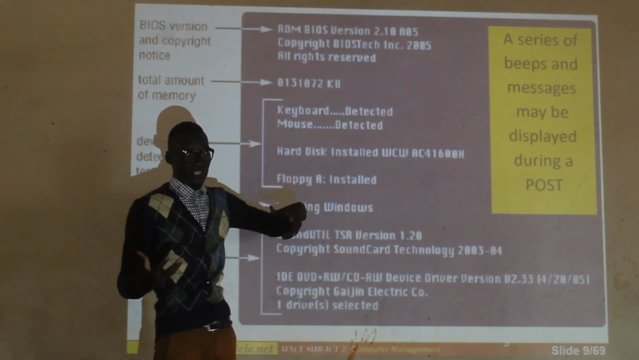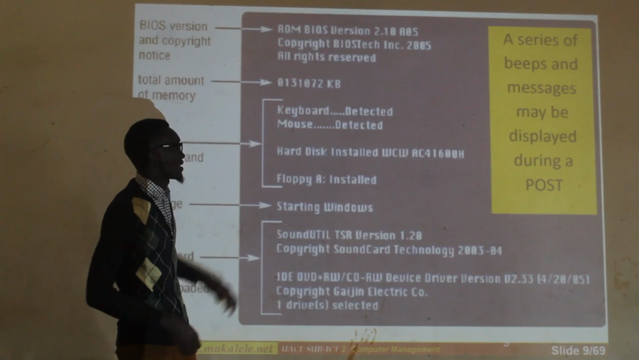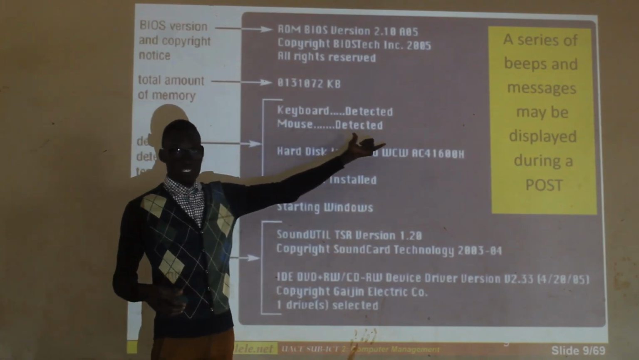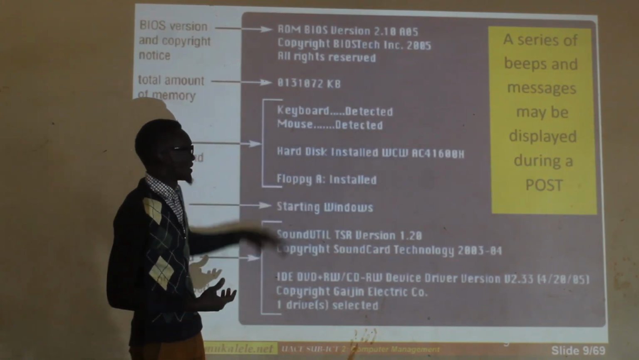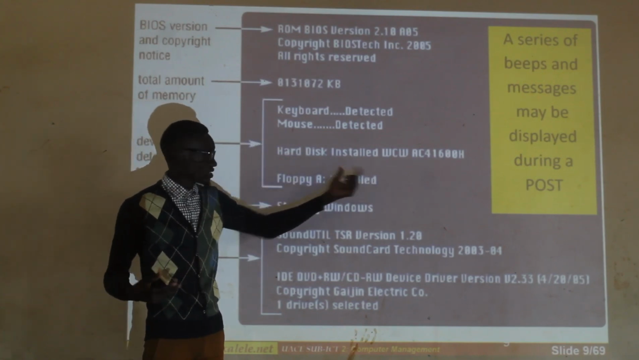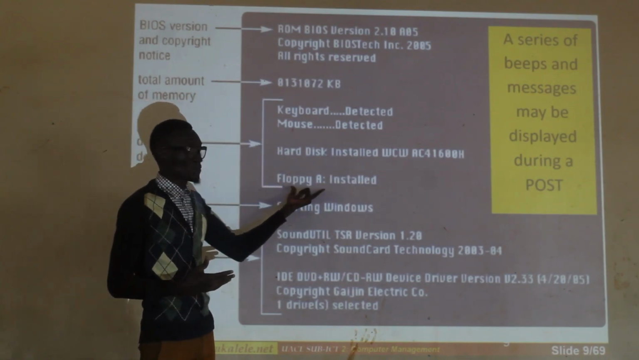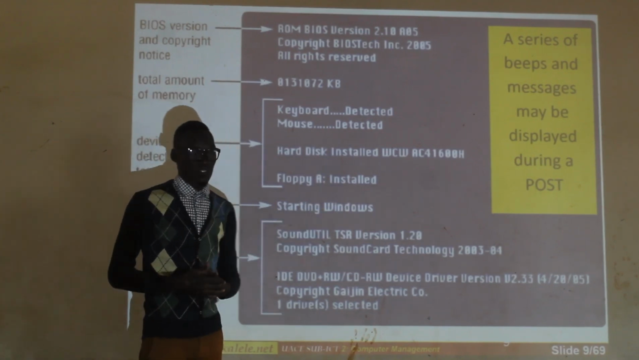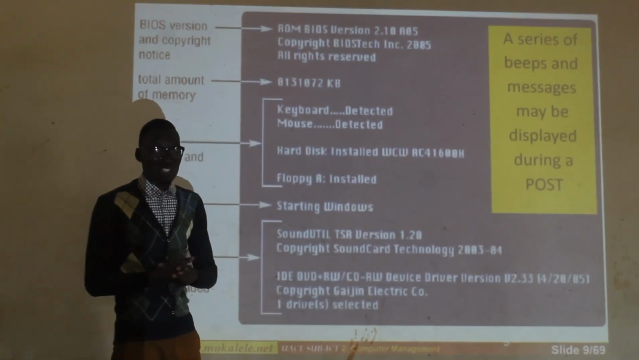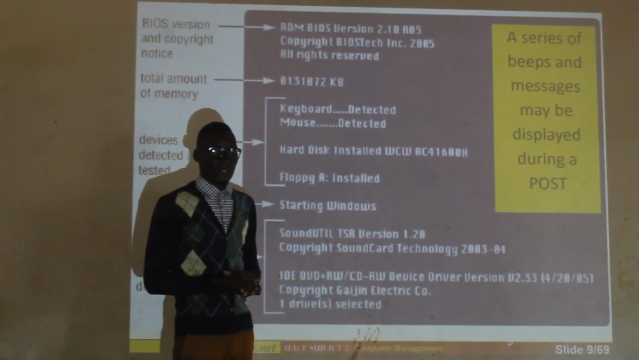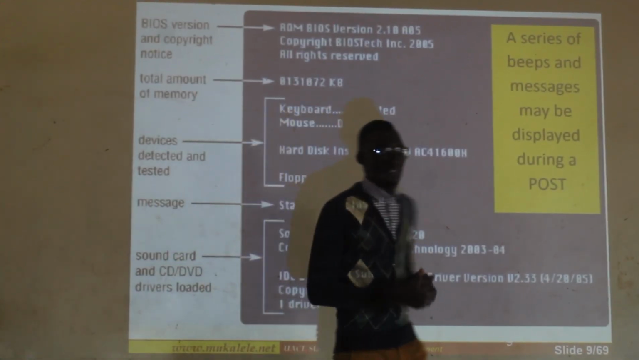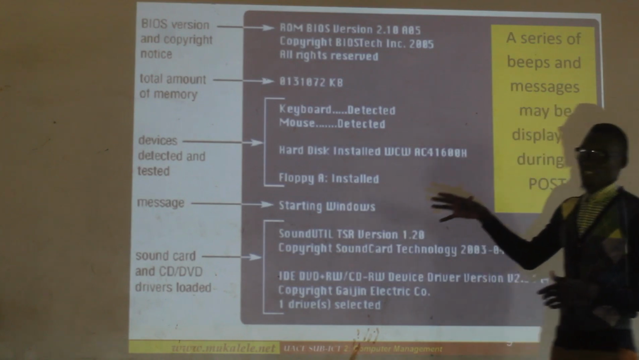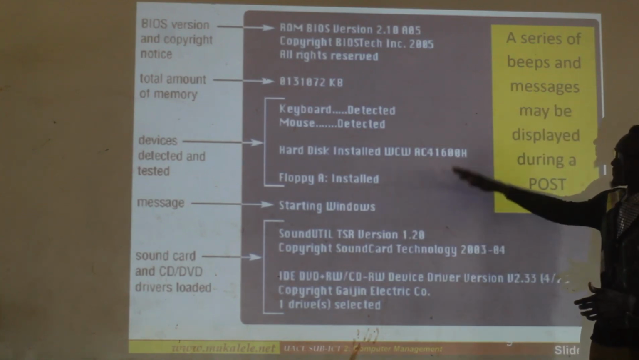That means the keyboard is connected in this particular computer. Then the mouse has also been detected. The mouse is connected. The hard disk is installed. Okay. And then there is also a floppy disk which has been installed. Other information. So that means the power on self-test was successful. Okay. So that is just what displays after the POST has been done.